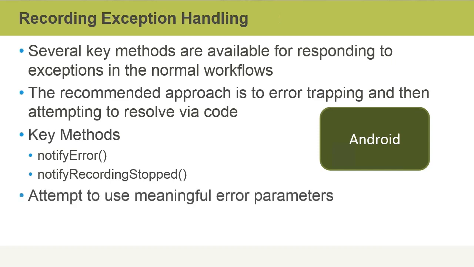The partial recording is retained, though recording is stopped as well. When using these methods, always attempt to use a meaningful error parameter. So this has been a discussion on how to record television in Android applications with focus on some key methods and functions available in Android 7.